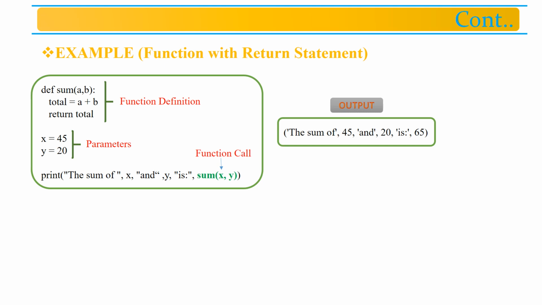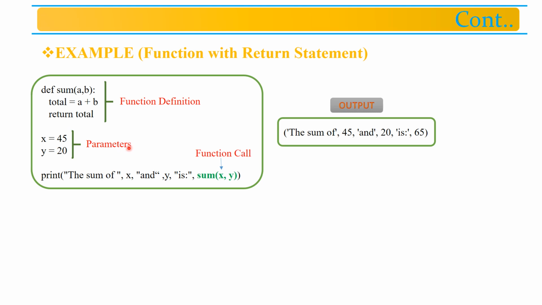The next example is a function with a return statement. Here I have named the function sum. Here I have passed the two parameters. Here the statement is total is equal to a plus b. The values of a and b will be summed and stored in a variable called total. Now I am going to return this total value. So this statement is called the function definition. Here I have passed the x value as 45 and y value as 20. So these are the parameters to the function.